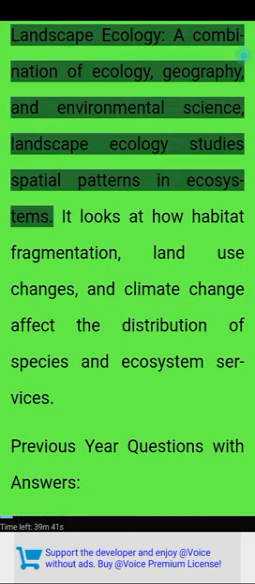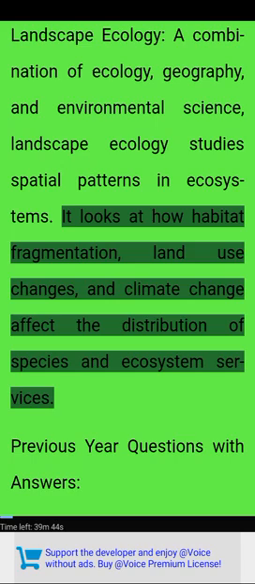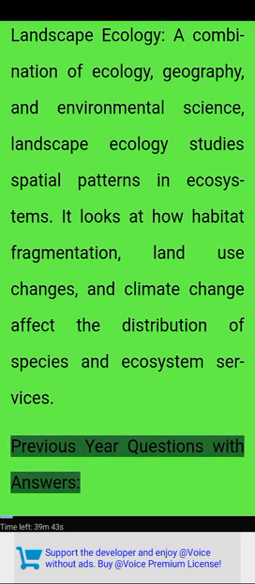Landscape ecology. A combination of ecology, geography, and environmental science. Landscape ecology studies spatial patterns in ecosystems. It looks at how habitat fragmentation, land use changes, and climate change affect the distribution of species and ecosystem services. Previous year questions with answers.